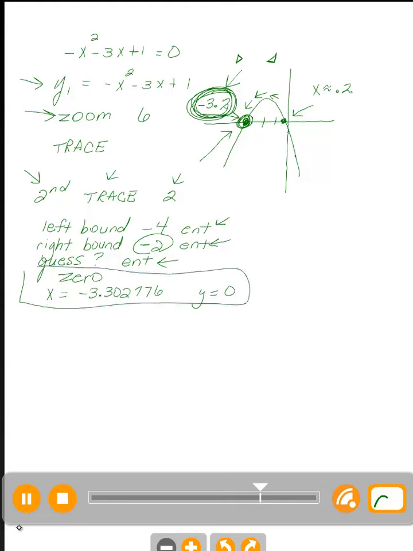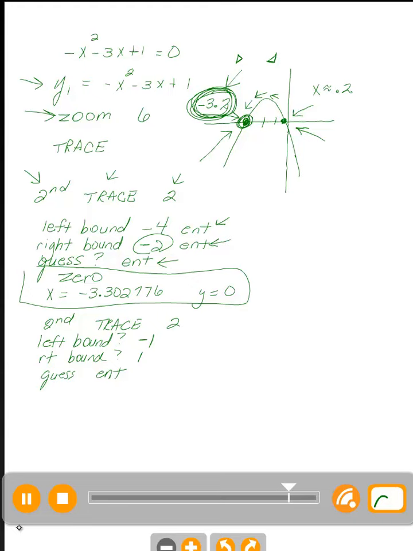Now I need to find the intercept on the right hand side over here, this approximately 0.2. So I start the whole process over. Second trace 2, and when it asks me left bound for that zero, since it looked like it was at 0.2, negative 1 is my left bound. Make sure I'm to the left of that zero. And for the right bound, I'm going to use positive 1. As long as you choose a number that's to the left and one to the right of it, you can choose different numbers. I need to be pretty close to it, but definitely one to the left and one to the right. And for my guess, I always just press enter.